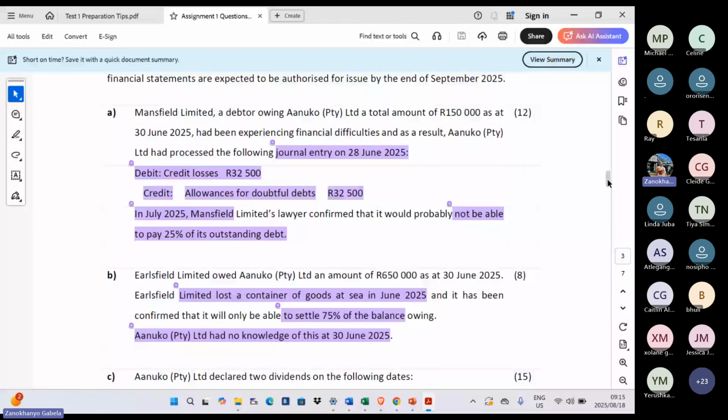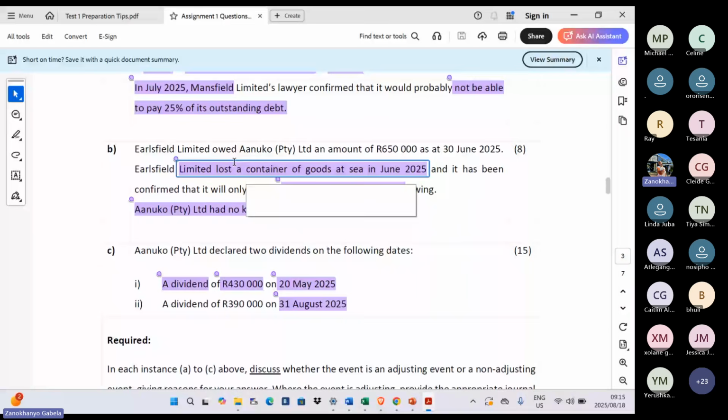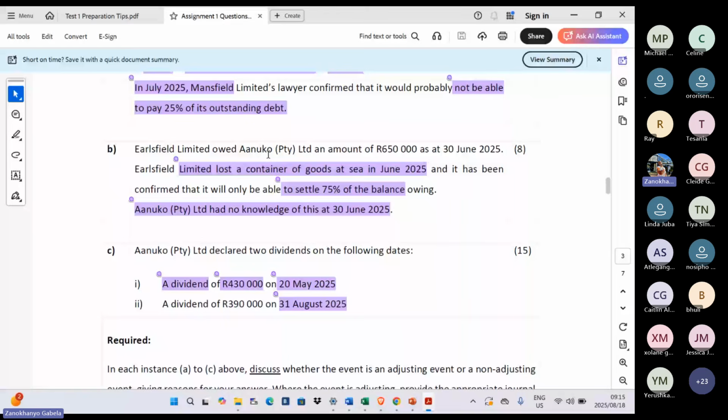B says Earlsfield Limited owed Anuko, which is us, an amount of 650 as at 30 June 2025. Earlsfield Limited lost a container of goods at sea in June 2025. Right. Now, our client lost a container of goods at sea in June 2025. Okay. And it has been confirmed that it would only be able to settle 75% of the balance owing. Now we ask ourselves, is this an adjusting or non-adjusting event? And it's so simple, an adjusting event.